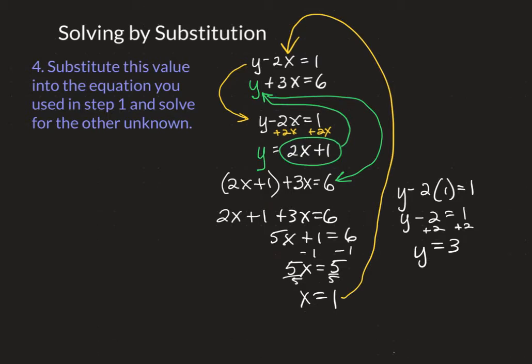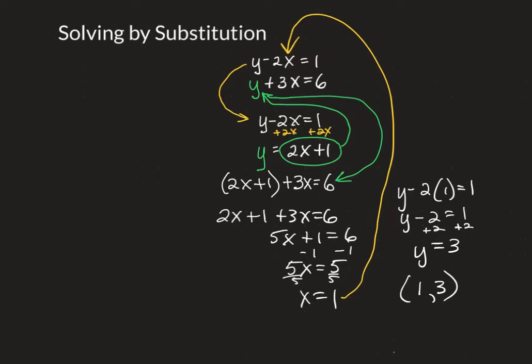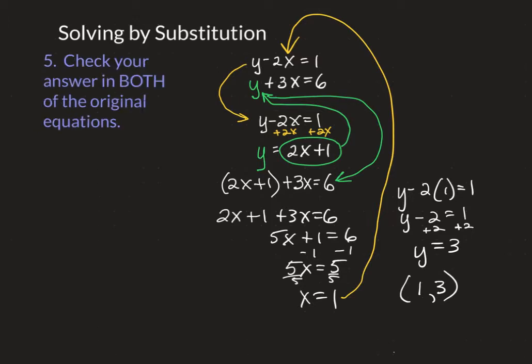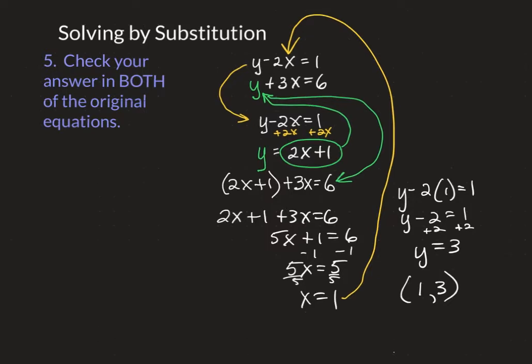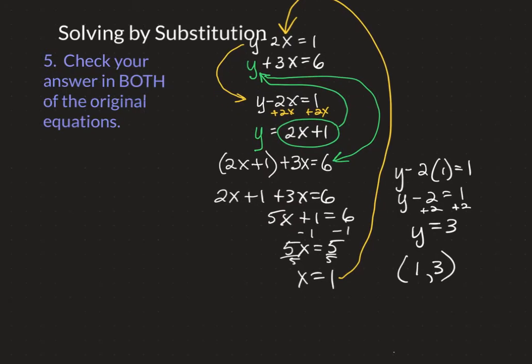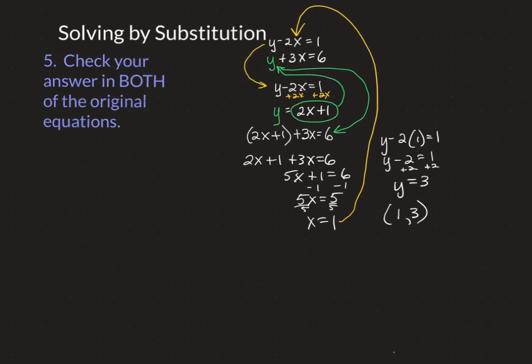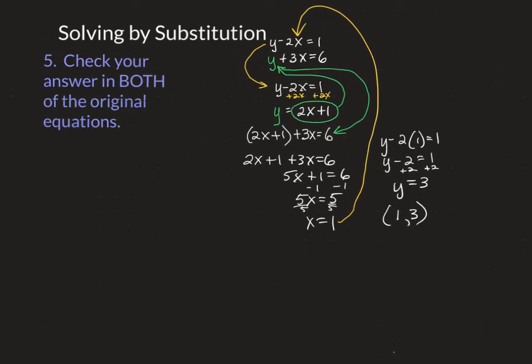So our solution, and please write it as a coordinate pair, is (1, 3). x equals 1, y equals 3. But wait, there's more. You must check your answer in both of the original equations. So let's make some room to do that. All right. We're going to take that 1 and put it into the original equation. I'm going to do my check down here.